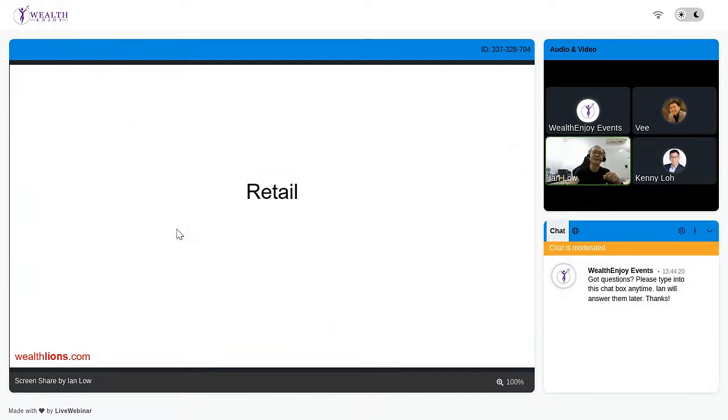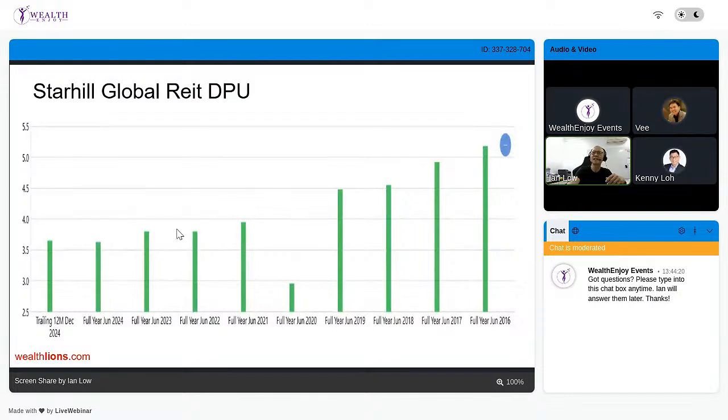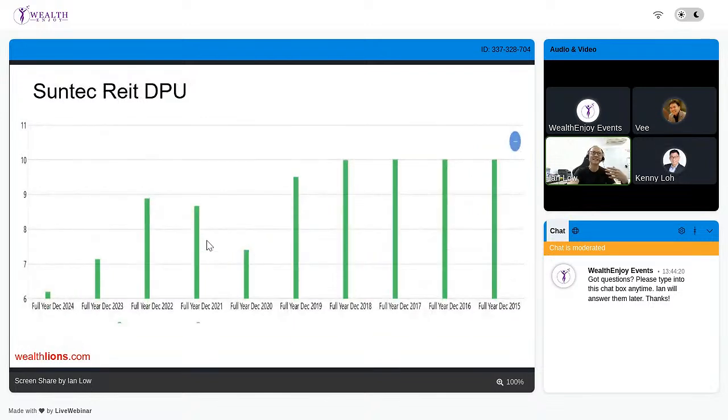Now look at the retail. Star Hill Global, this is a negative example. In 2016 it was high, now it is low. So for Star Hill Global, over the years, the dividends have been falling. Suntec REIT over the years is coming off. So these are the counters I will not touch buying their shares. I may buy their bonds, but not their shares.